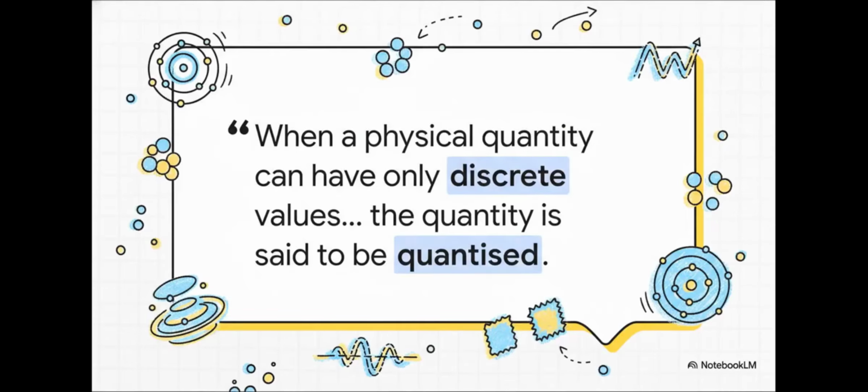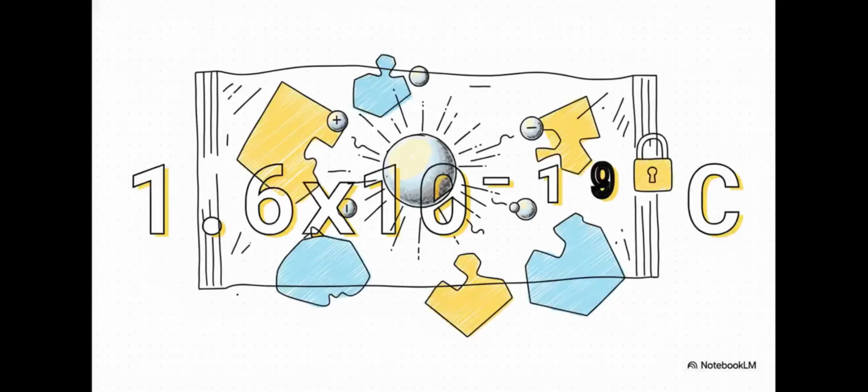All right, now we get to one of the coolest, most mind-bending rules of the universe, and it's called quantization. This basically means that charge isn't like a smooth, continuous flow of water. Nope, it comes in tiny, individual, indivisible packets. And just how small is one of these packets? Take a look at this number.